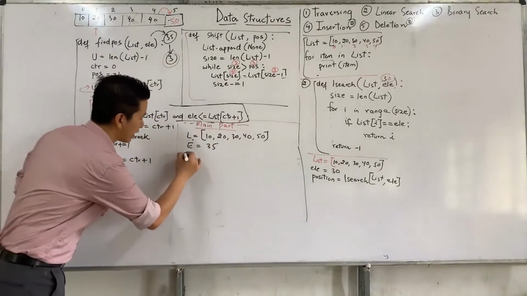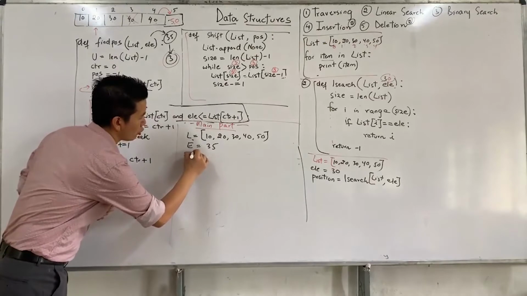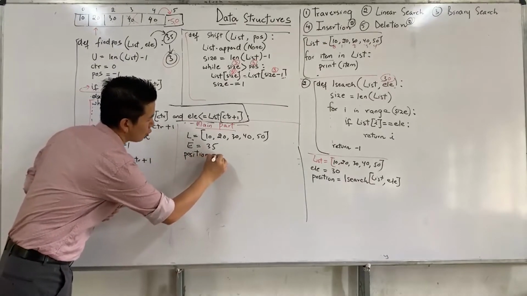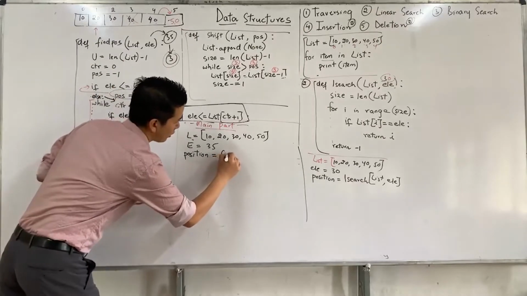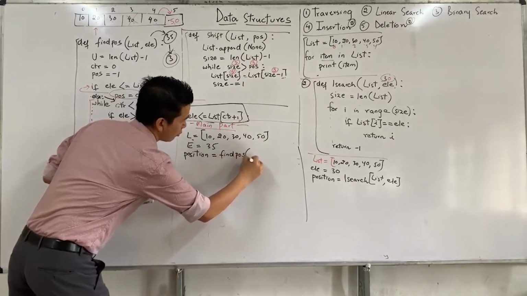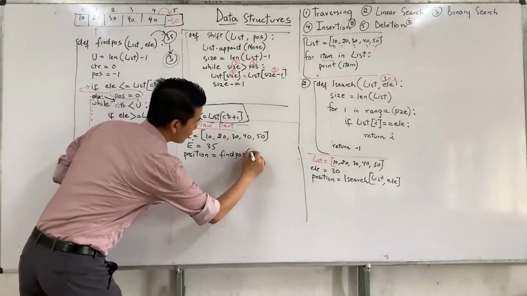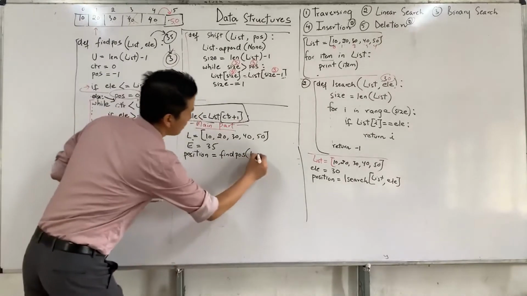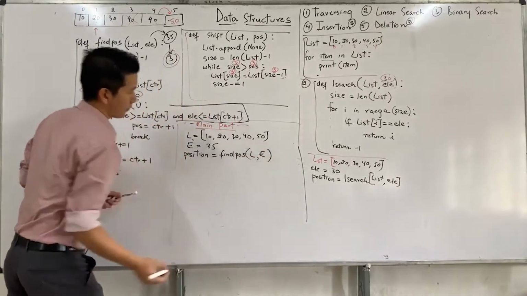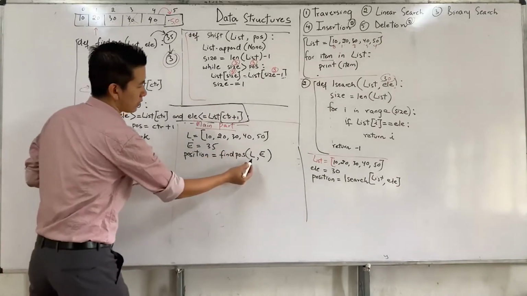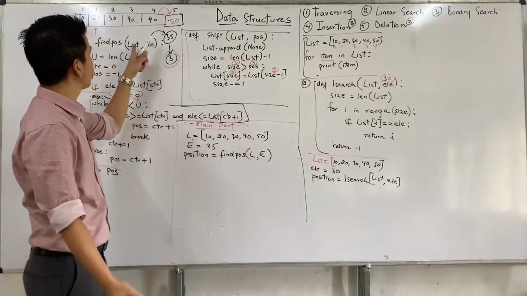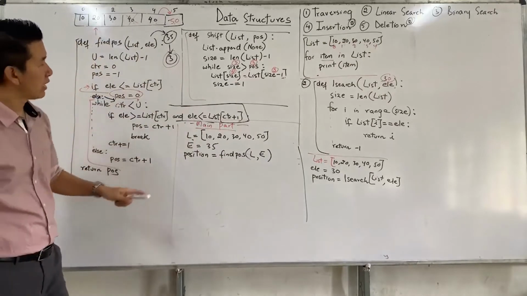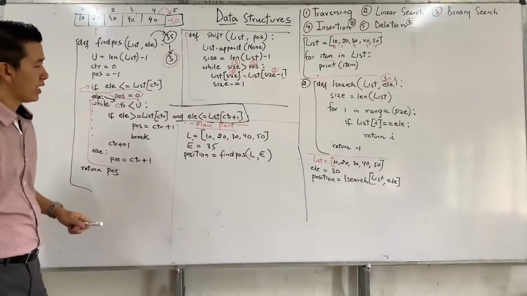And then we'll get the position. Position is equal to, let's call the first function, the name of the first function is find position, and then set both arguments. The first one is L, the second one is E. This whole list is represented by L, and the element to be inserted is 35. So these two variables will catch up the list elements as well as the element to be inserted.